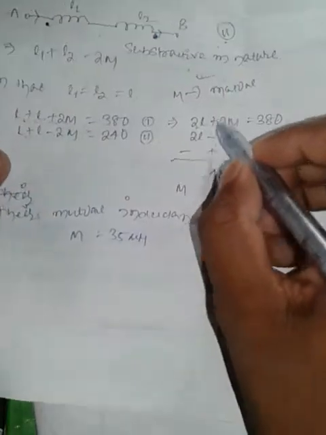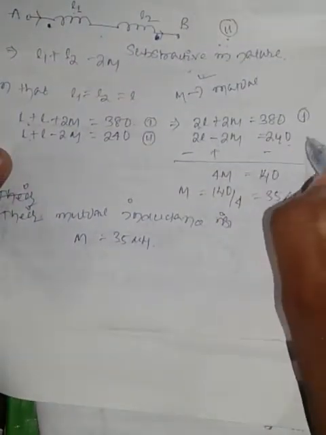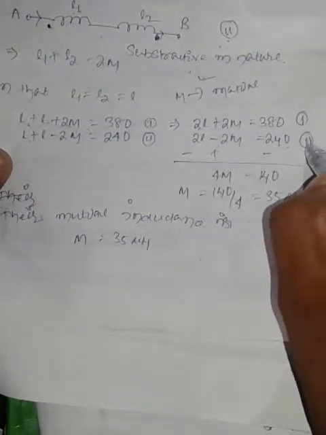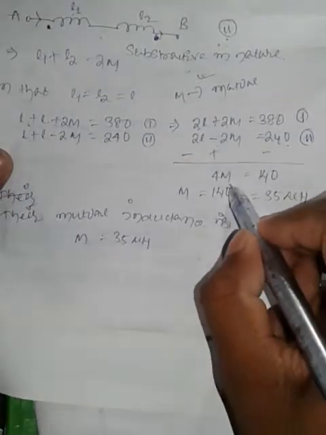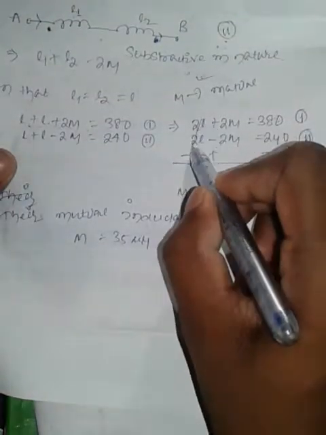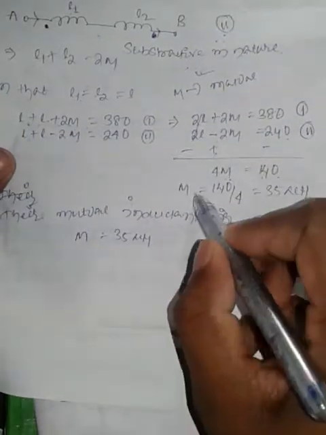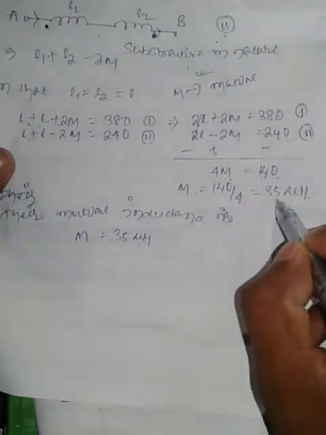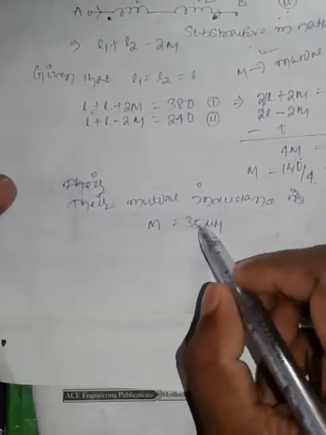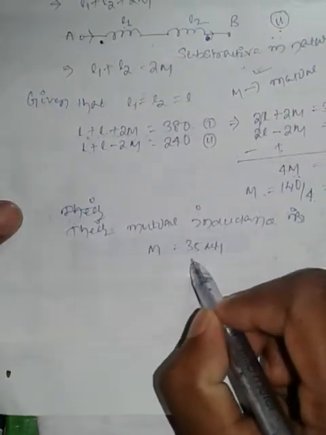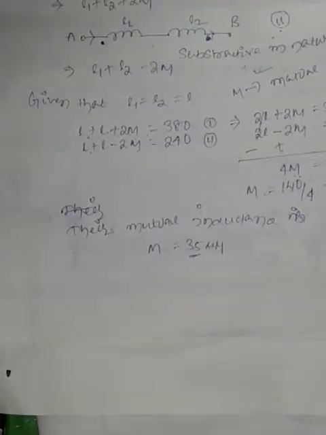When we subtract equation 2 from equation 1, we get 4M, because the 2L terms cancel and minus into minus becomes plus. So 4M is equal to 140. M is equal to 140 by 4, which is 35. So the mutual inductance in the given figure is 35 microhenry.